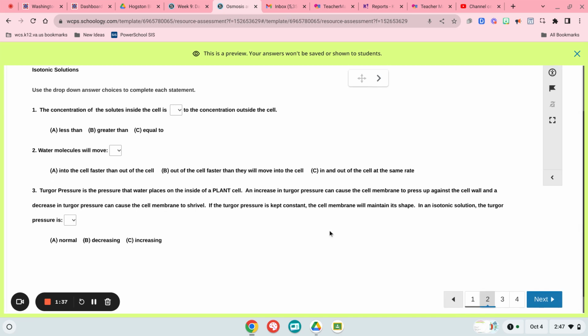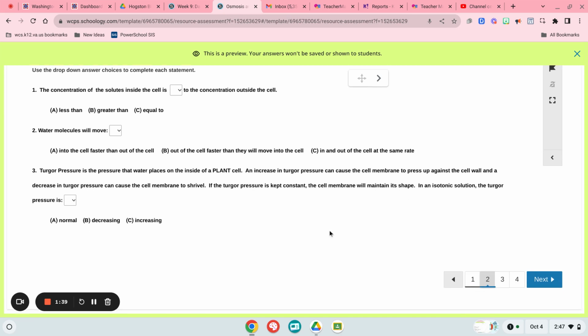And number 3, turgor pressure is the pressure that water places on the inside of a plant cell. An increase in turgor pressure can cause the cell membrane to press up against the cell wall, and a decrease in turgor pressure would cause the cell membrane to shrivel. If the turgor pressure is kept constant, then the cell membrane will maintain its shape. So in an isotonic solution, the turgor pressure is what?